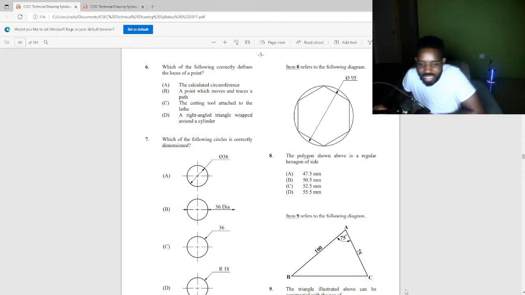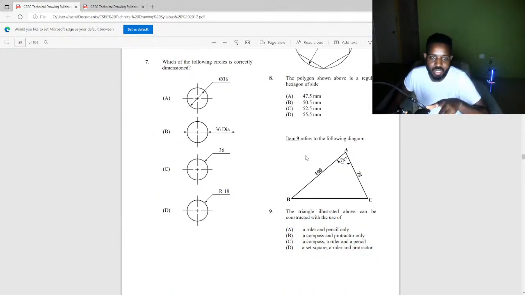So the answer actually is not C in this case. It is A, 47.5, half of 95. So if you see a question like this and you're given the diameter, the answer is always going to be half of the diameter. Each side is equal to the radius. Yes, Alia, it is indeed option A. All right, good. Now, let's look at number 8.